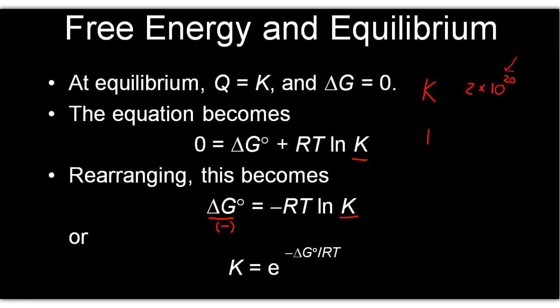And then just the opposite. If I was looking at equilibrium and my K value ended up being 2 times 10 to the negative 20, then I would expect that I'm mostly favoring my reactants, and it's not favorable at all to go in the forward direction. Therefore, my delta G should be positive.